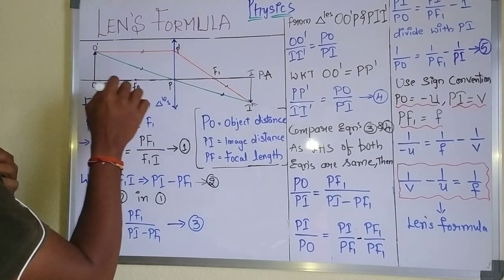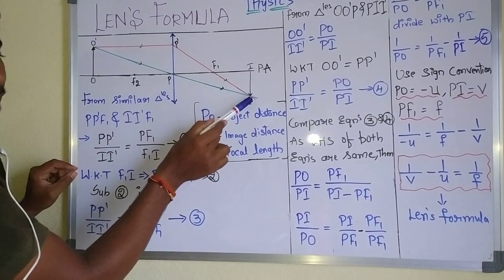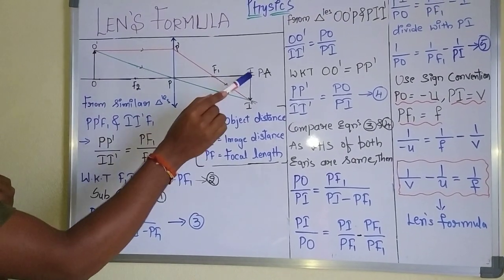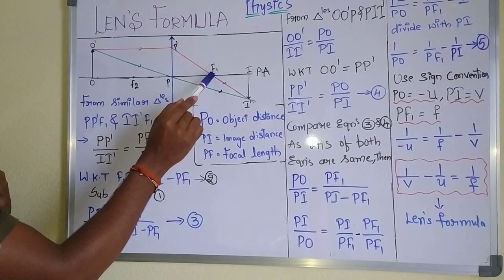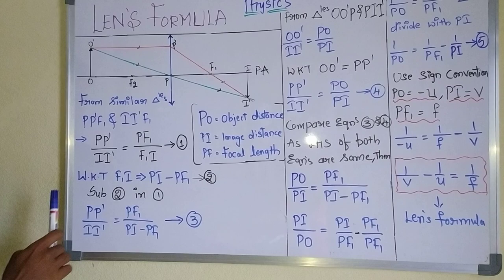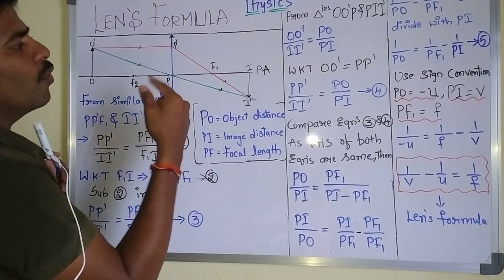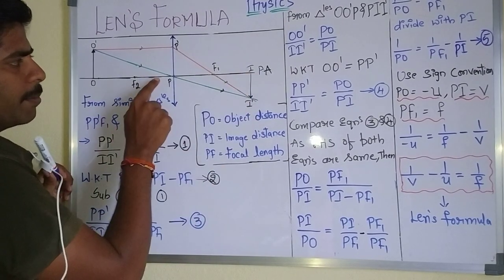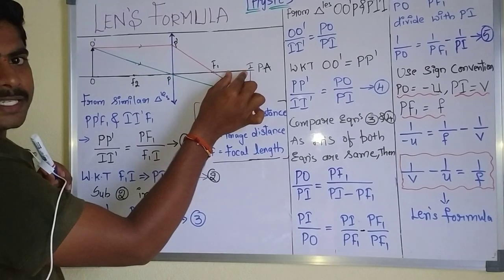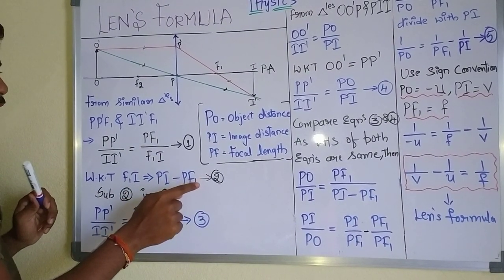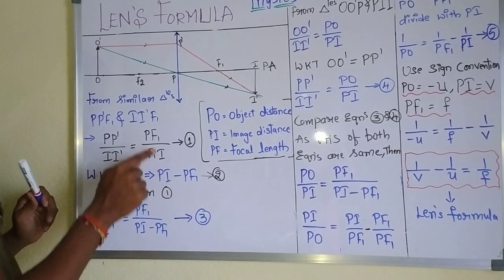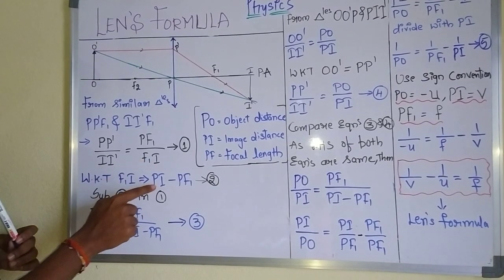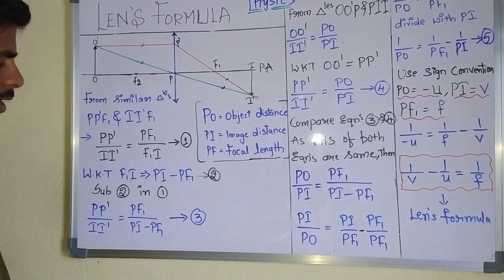From similarity, if you see P'F and F1I', these two are similar triangles. From these two similar triangles, I can write P'P by I'I is equal to PF1 by F1I. These are distances. We need to write F1I. From this figure, PI is the total image distance, so PI minus PF1 gives this distance F1I. Substitute this F1I value in equation number 1. So P'P by I'I is equal to PF1 by PI minus PF1. Let it be equation number 3.